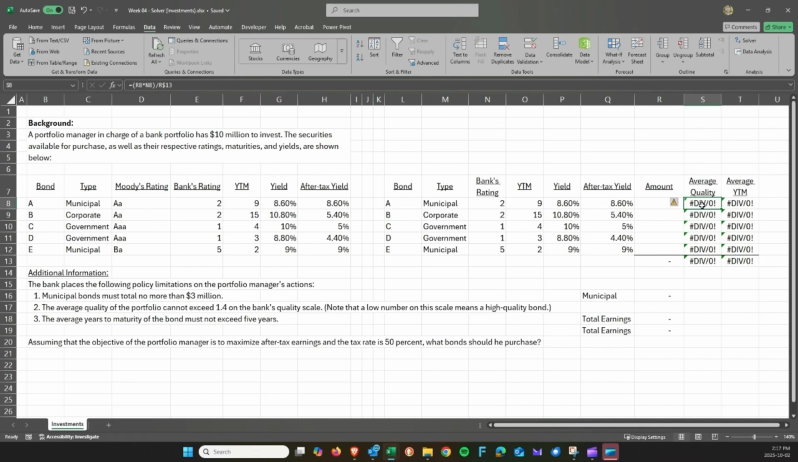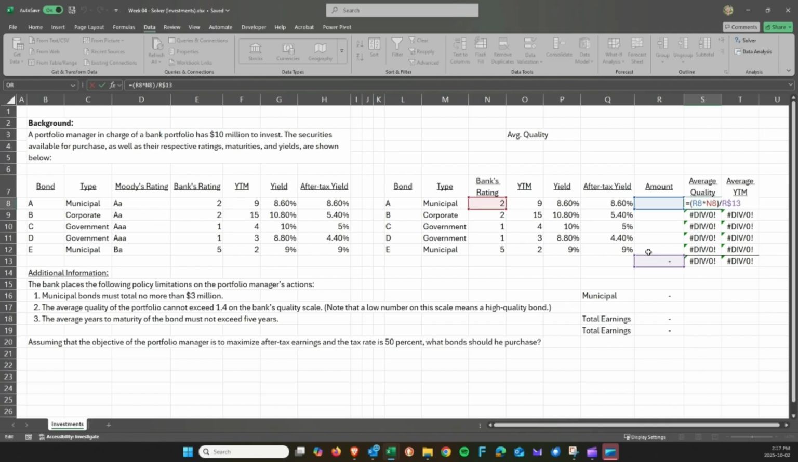So let's think about this here. What's another way of going around this? Let me think about this. Average quality here must be less than 1.4. This formula that I have is amount times bank rating divided by total investment must be less than 1.4.